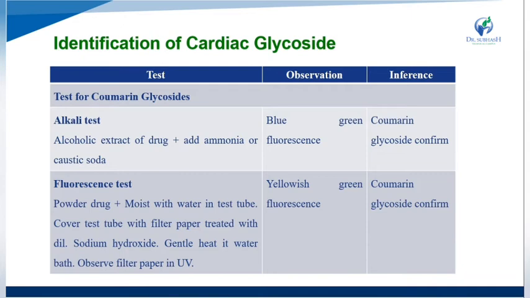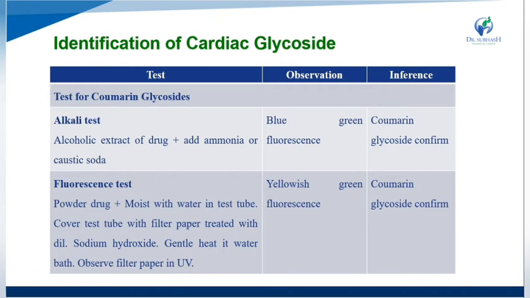In this first we do the alkali test. In this test, we first take the alcoholic extract of the drug plus addition of ammonia or caustic soda, okay. So they generate a blue color in fluorescence. This generation of the blue or green color in fluorescence indicates the coumarin glycoside is present in the crude drug, okay.